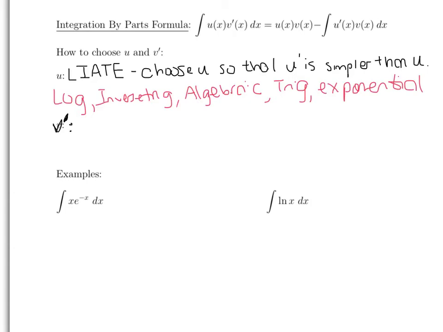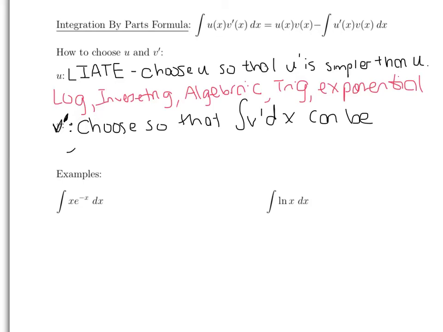You want to choose a v prime so that the integral of v prime dx can be evaluated. So don't choose something that's hard to integrate, and usually it's something that can be evaluated easily.